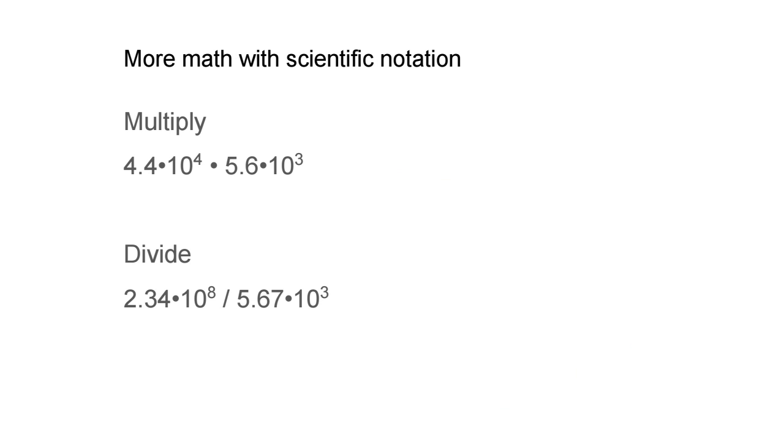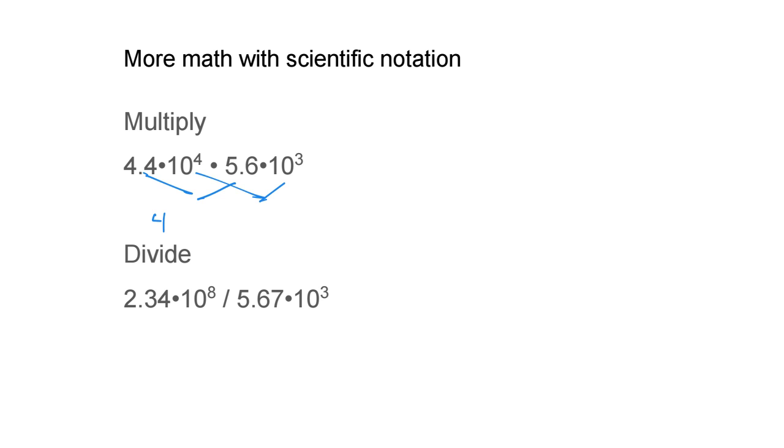All right, let's try a few more operations with scientific notation. This time, we are not going to expand the numbers. We're going to try to do it with just scientific notation. So what if I'm multiplying two numbers that are given in scientific notation? Well, here's something we can do. 4.4 times 10 to the 4th times 5.6 times 10 to the 3rd. You can multiply just the beginning number part of each of those, and then the tens separately.